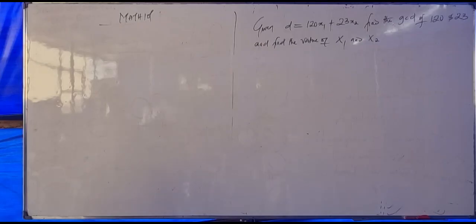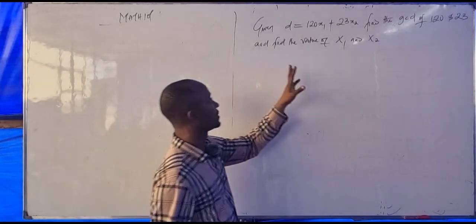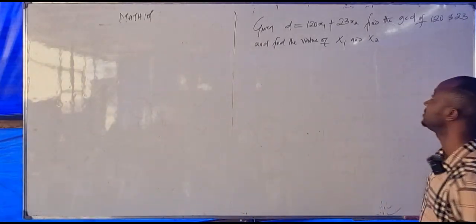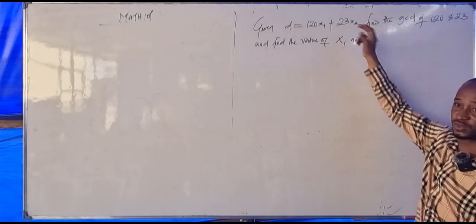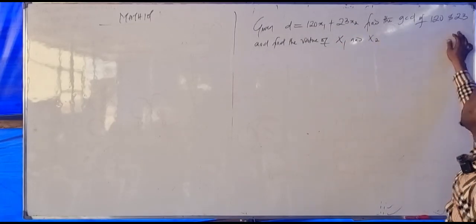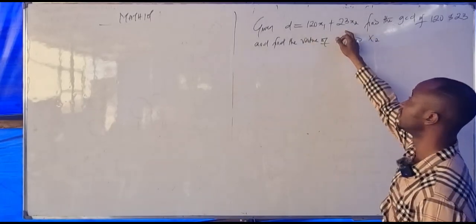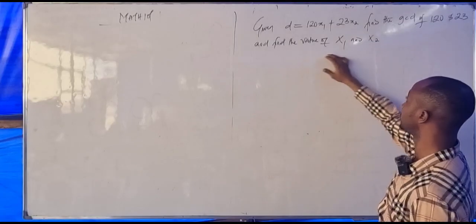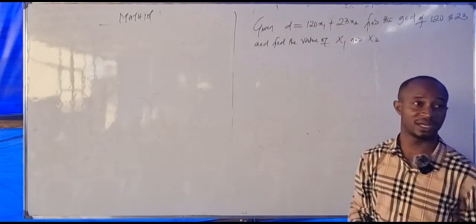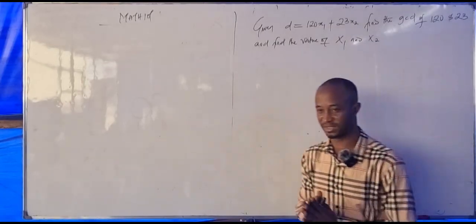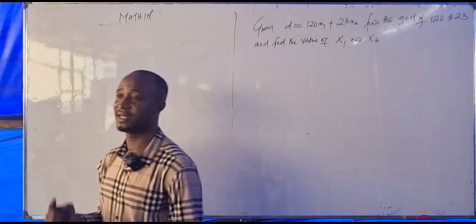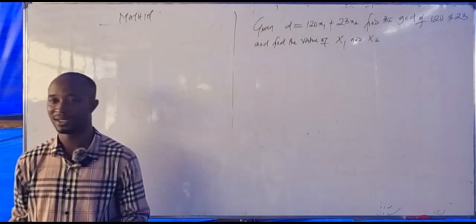Okay, the next question is this. Given that D equals 120 S1 plus 23 S2, find the GCD of 120 and 23, and find the value of S1 and S2. Now, what we have to do first is apply the Euclidean algorithm method to get the GCD.